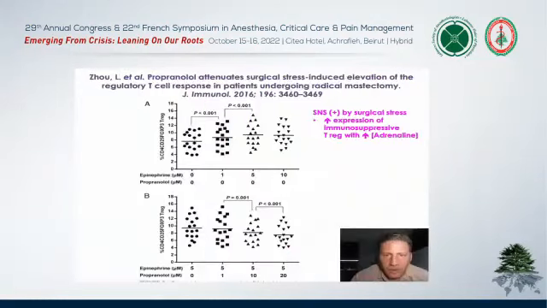Now, Zhu looked at the impact of the neuroendocrine stress response on our immune system. Again, they showed that with increasing concentration of adrenaline, there was an increase in expression of these immunosuppressive T regulatory cells that we spoke about. And this was attenuated when propranolol was given to these patients.